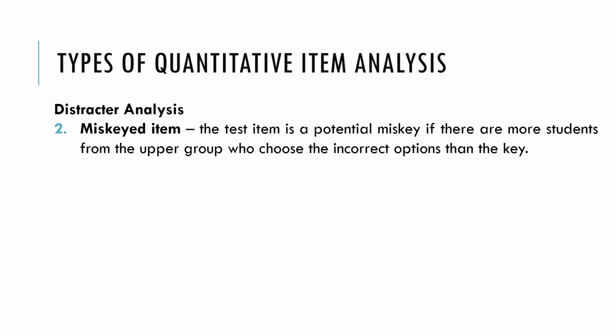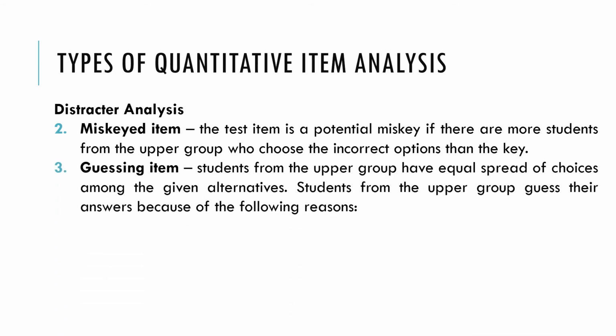Next, miskeyed item. A test item is a potential miskey if more students from the upper group choose an incorrect option than the key. So again, it is only a potential miskey. There is a high chance that the item is really miskeyed if the upper group chose an incorrect option more than the correct answer. Okay?